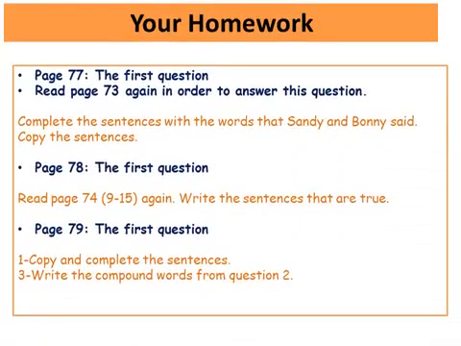Okay, so your homework is page 77, the first question, and you need to read page 73 again in order to answer this question. And the second question that you need to answer is page 78, the first question, and you need to read page 74 in order to answer this question. And page 79, you have question number 1, the complete one, and question number 3, the question that asks you to get out or find compound words from question number 2. So this is your homework.